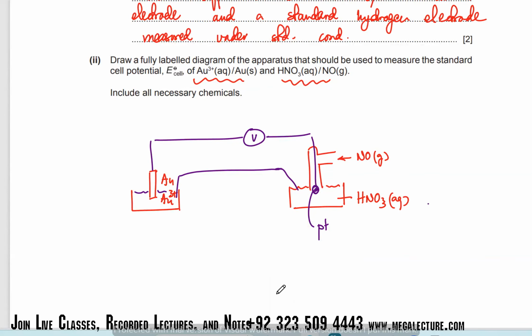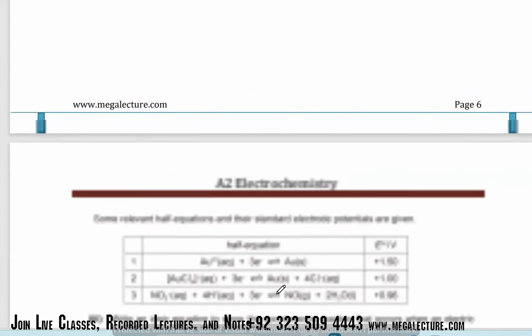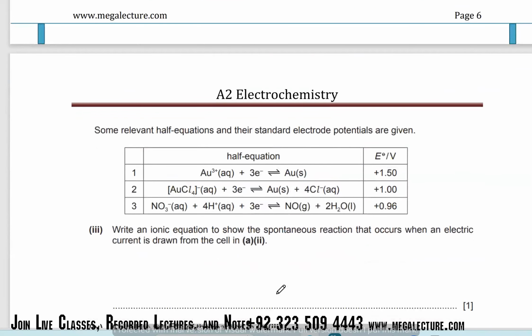Okay, and then he says, write an ionic equation to show the spontaneous reaction that occurs when electric current is drawn from the cell. So one reaction of the cell is this one. That's this one, because one of the electrodes was Au3+ with Au. And the other was nitric acid, which is basically HNO3 and NO gas, right? So this is the other equation.